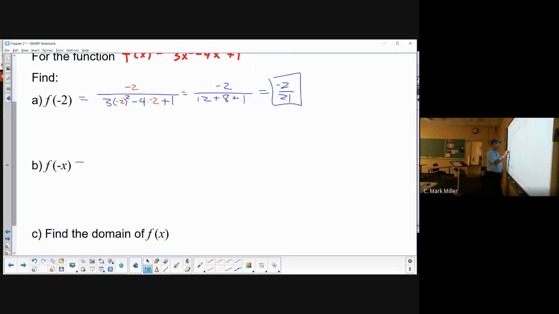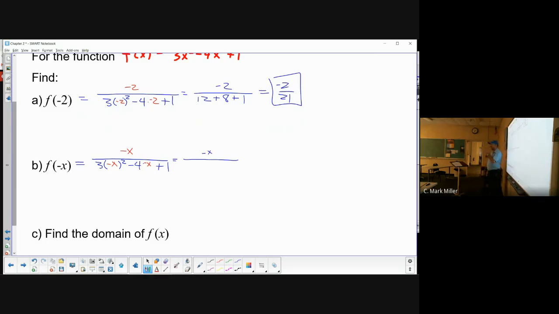So we're going to have minus 2 up top, or excuse me, minus x up top, 3 times minus x, minus 4 times minus x, plus 1. This is minus x up top.